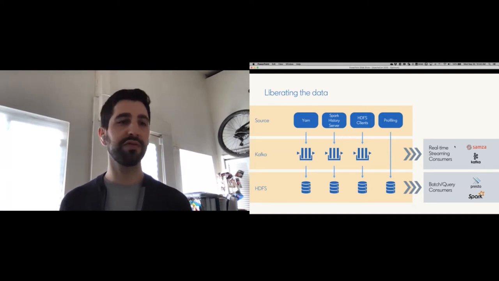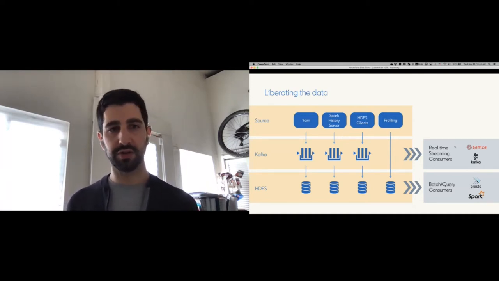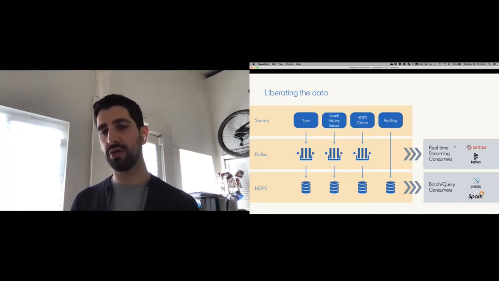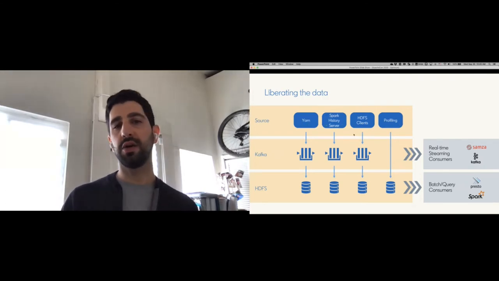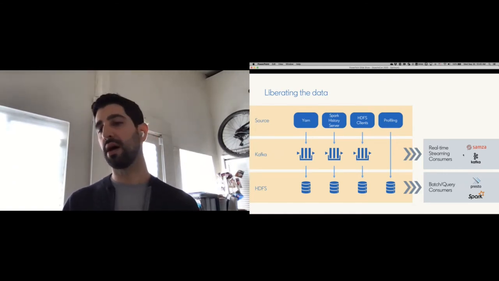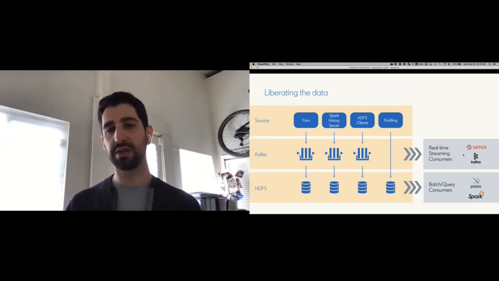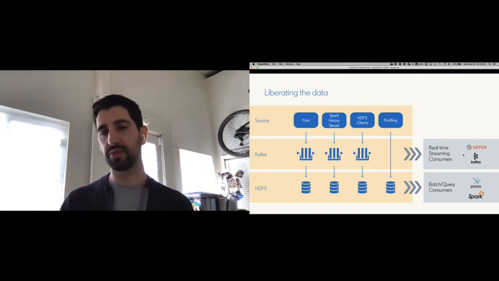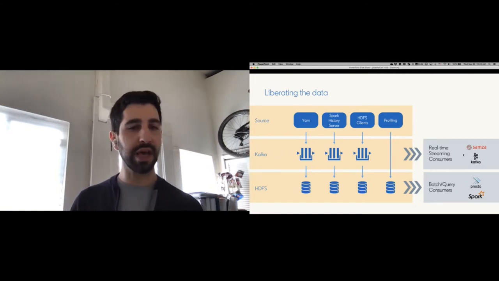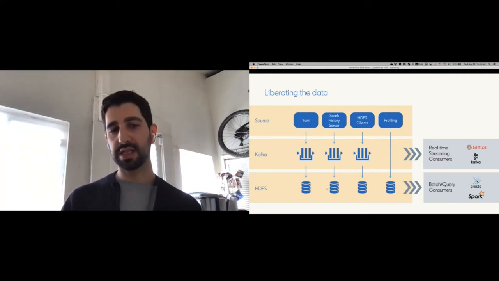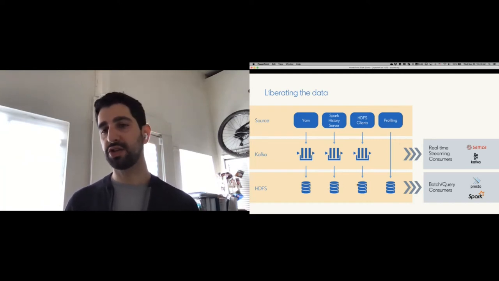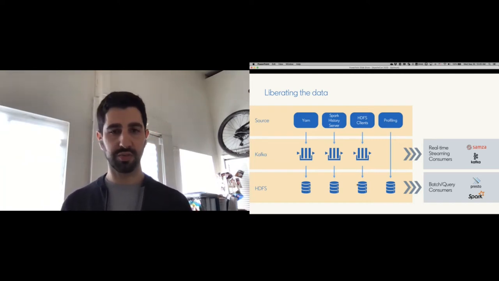So the first thing that we've done is to break down all of those sources and make the data available through two phases. The first is that all of the metrics get emitted to Kafka, and then they are available in real time. This way, real-time and streaming consumers can just subscribe to those topics and process this data and, let's say, populate dashboards and so on in real time. And then everything gets persisted to HDFS so that batch and query consumers can also start processing these jobs. And we can talk about that in a few minutes.